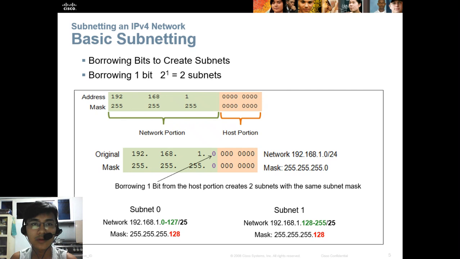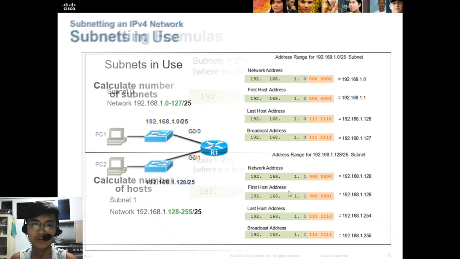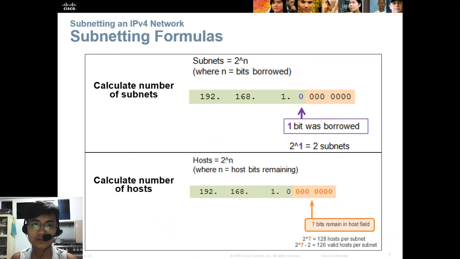Basic subnetting, borrowing bits to create subnets. Borrowing 1 bit, 2 raised to 1 is equal to 2 subnets. Subnets in use, we have here the image for the subnets in use. So, subnetting formulas: to calculate the number of subnets we have 2 raised to n, where n is the number of bits borrowed. Calculating the number of hosts is the same thing.